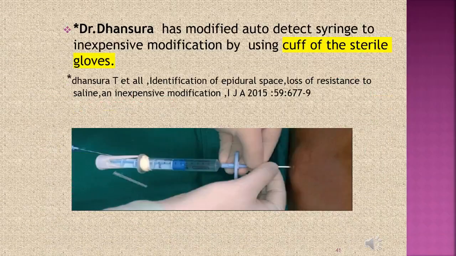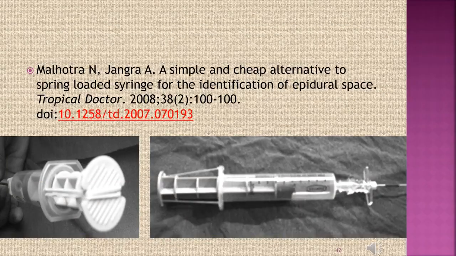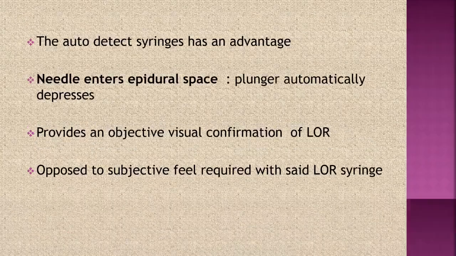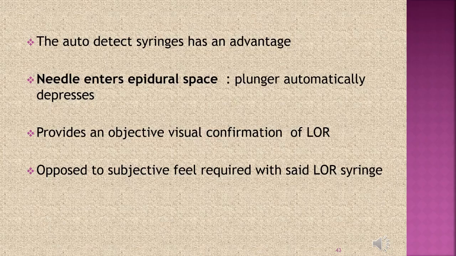Dr. Dhansura has modified the autodidact syringe to an inexpensive modification by using the cuff of sterile gloves. There is also reference of Dr. Naveen Malhotra, Jangra, a simple and cheap alternative to spring-loaded syringe for the identification of epidural space. These autodidact syringes have an advantage. As soon as the needle enters the epidural space, the plunger automatically depresses. Thus, it provides an objective visual confirmation of loss of resistance, as opposed to the subjective feel required with the LOR syringes which we are using now.